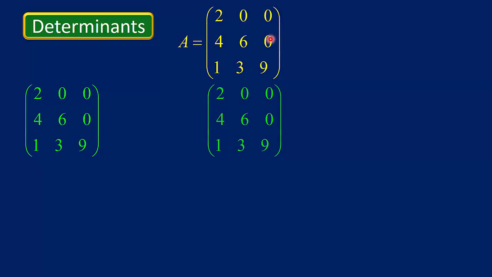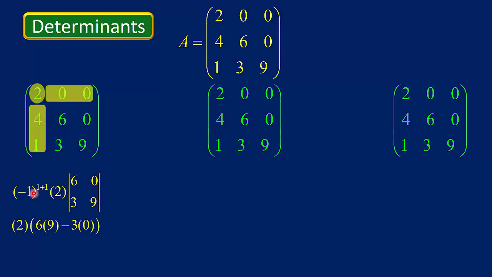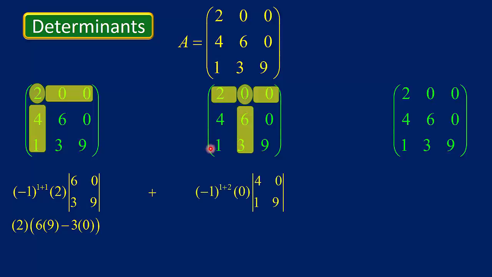Okay, same way. I'm going to make 3 matrices and I'm going to go across using the row. So I've got my 2. Take out everything on that row and that column, and here's what I get. Just like before. And notice we have 2 times 6 times 9 minus 3 times 0 right there. Okay, then we go to the next one. Here's 0. Well, take out everything in that row and that column, and now look what we have. Negative 1 to the 1 plus 2 times 0. Well, this whole term's going to go out. But let's go ahead and play along for a minute. This is what we've got.